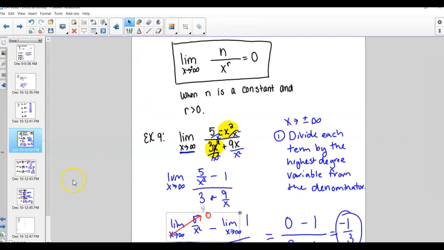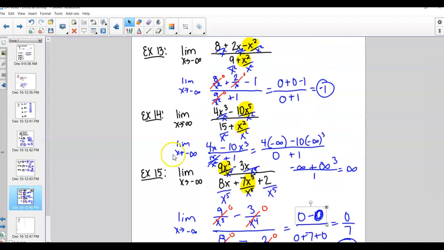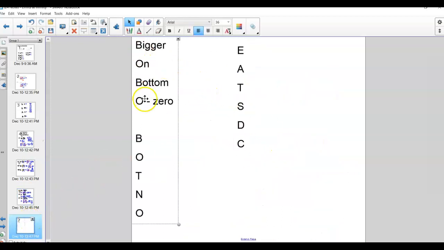Notice that happened. Right here, I had the x squared on bottom, only the x to the first on top, I got 0. Right here, I had x squared on top, x to the fifth on the bottom, I got 0. So as soon as you see these problems, if you see that you have a bigger exponent on the bottom, you will know that the answer is going to be 0.